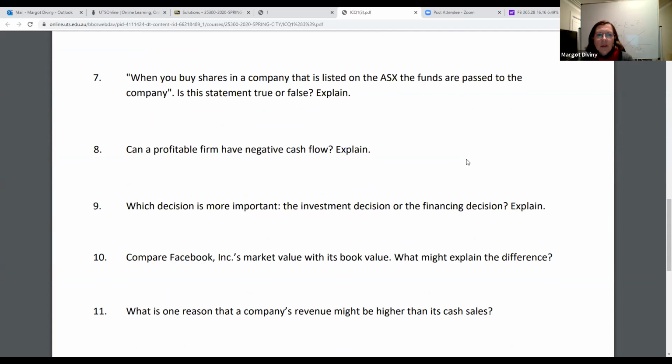When you buy shares in a company that is listed on the ASX, the funds are passed to the company. That's the same as me saying today, I've got a spare $10,000 and I'm going to buy some shares in Westpac. If I bought shares in Westpac today, would the money go to Westpac or to some other party? False. Yes, Bill. So who does the money go to? I just know that it doesn't go to the company, but I don't know how to abbreviate more on that. Someone else want to jump in? It goes to the previous owner of the share that bought it. Exactly.